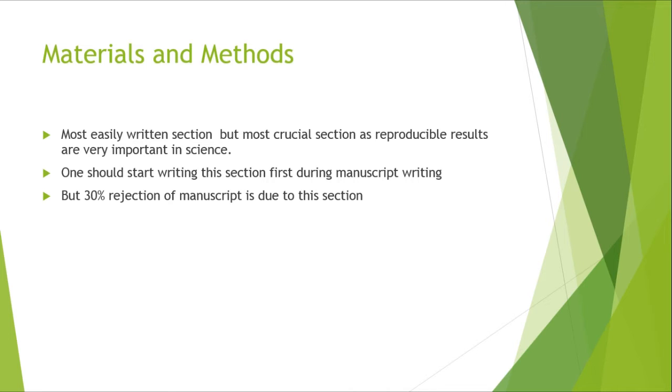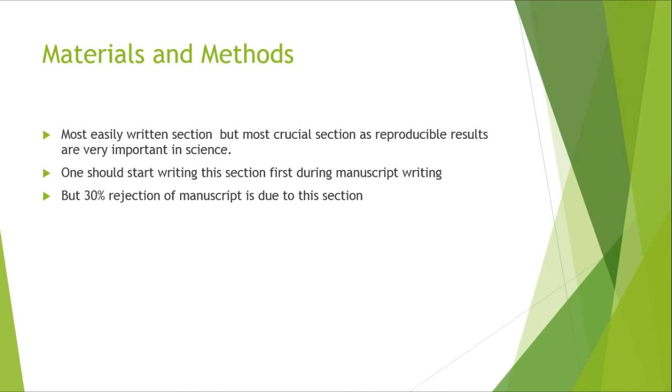So, materials and methods seems to be the easiest section to read, but it's the most important, the crucial section. Why do I say it is crucial? As many scientists know, what is important in science is that results are reproducible. Every time you perform a particular experiment in the same way you described, other scientists should be able to perform it in the same way and see whether that protocol works or not. So that's very important.